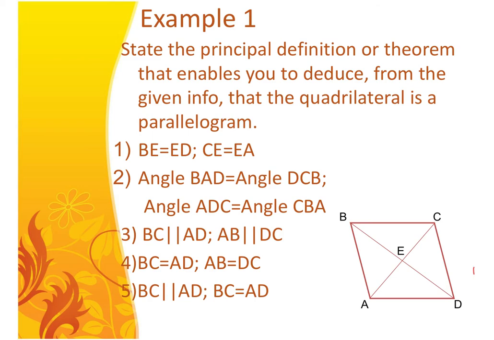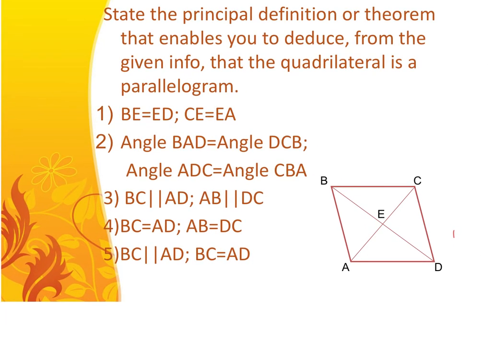State the principal definition or theorem that enables you to deduce from the given information that the quadrilateral is a parallelogram. Okay? So we're using the same quadrilateral for each of these, but we have to figure out which definition or which converse or theorem we can use to determine that this is a parallelogram. If BE is equal to ED and CE is equal to EA, what theorem could we use to prove that it's a parallelogram? Diagonal theorem converse. Very good.